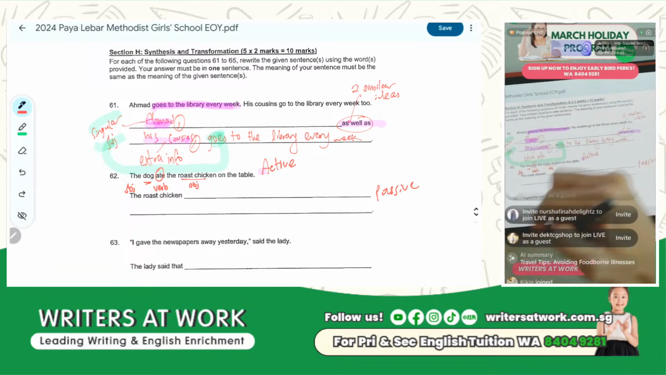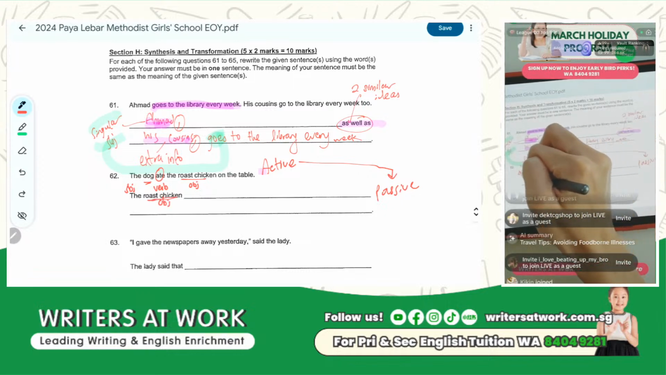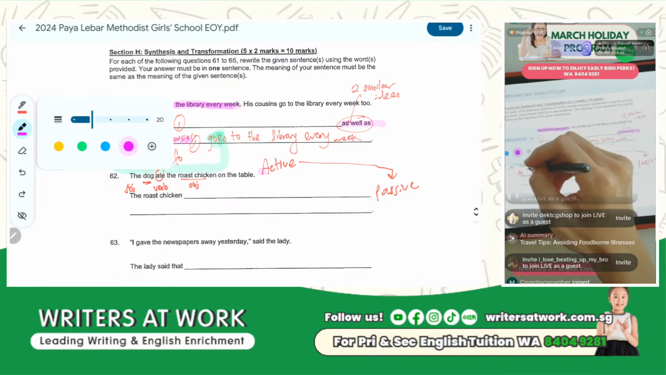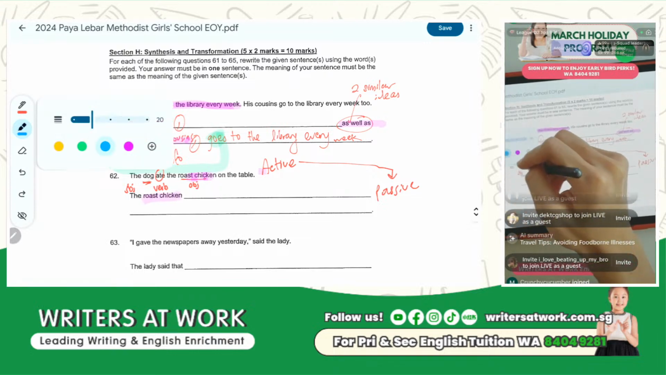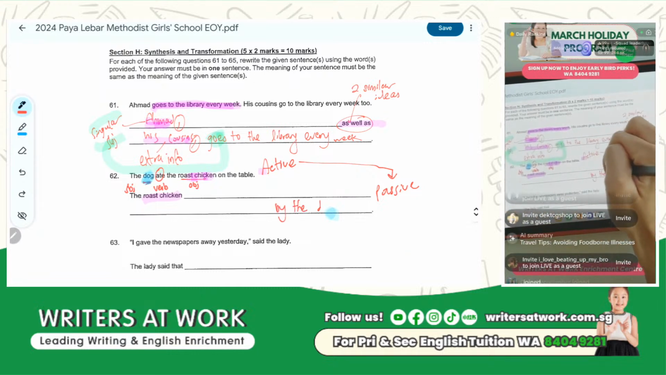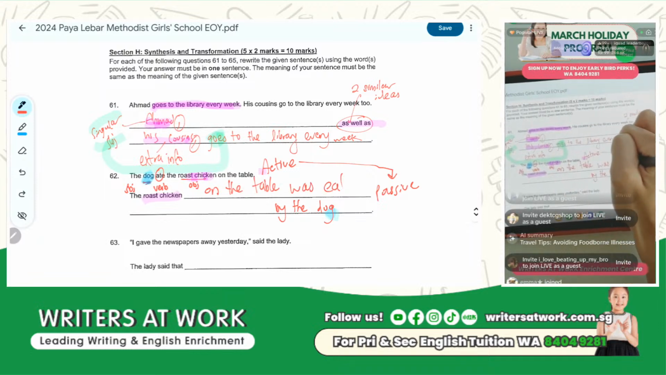So now what is happening when we change from active to passive voice is the roast chicken, which is your object, will be at the start of the new sentence. And the dog, which was previously your subject, will be at the back of the sentence, and it will be "by the dog". So it will be "The roast chicken on the table was eaten by the dog." Alright.